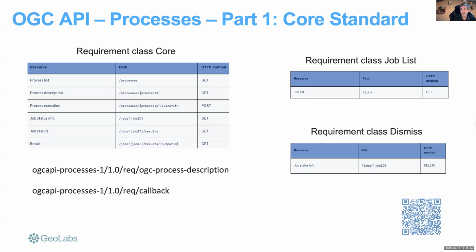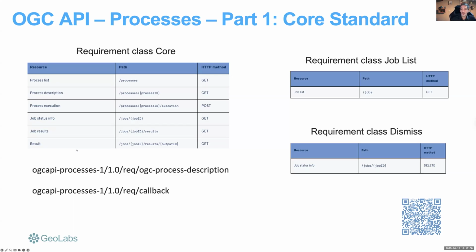If you are executing it asynchronously, you will then get a location link returned, which points to the job status info, meaning that you can access /jobs/{jobID} to get the ongoing status of your execution, as we will see during the demonstration. Then you have a path to access the job results, which is /jobs/{jobID}/results.